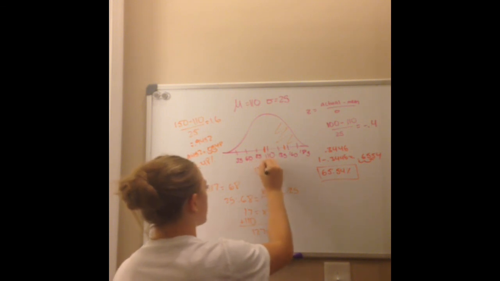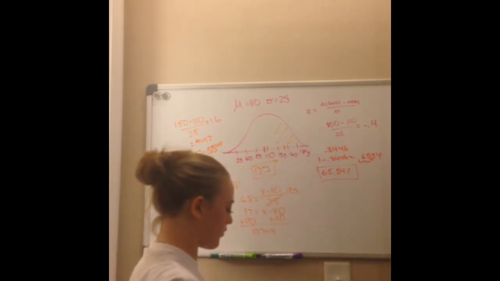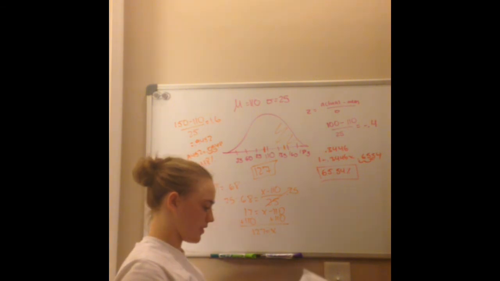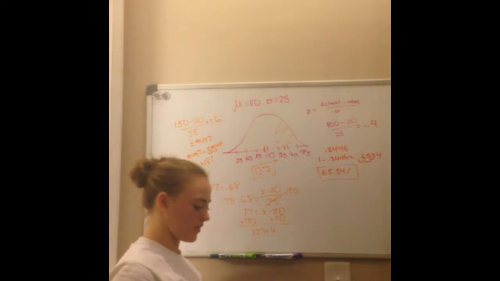So the top 25%, you have to have at least a score of 127. That was all about z-score calculations.